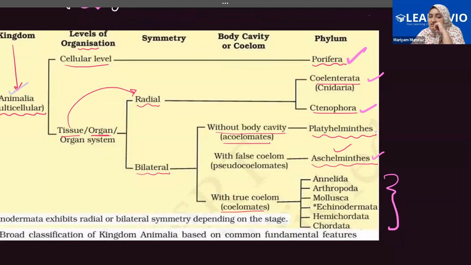Now talking about the coelom. Those organisms that do not have a body cavity, we call them acoelom or acoelomate, and that is only one phylum, called Platyhelminthes. Then the false coelom, meaning pseudocoelom, is there in again only one phylum, that is Aschelminthes. Lastly, the true coelom organisms, starting from Annelida up until Chordata.